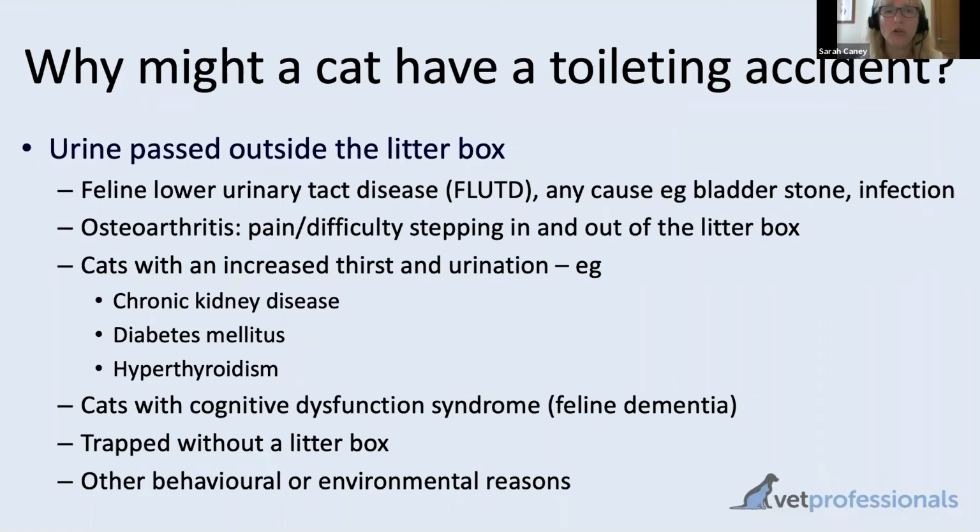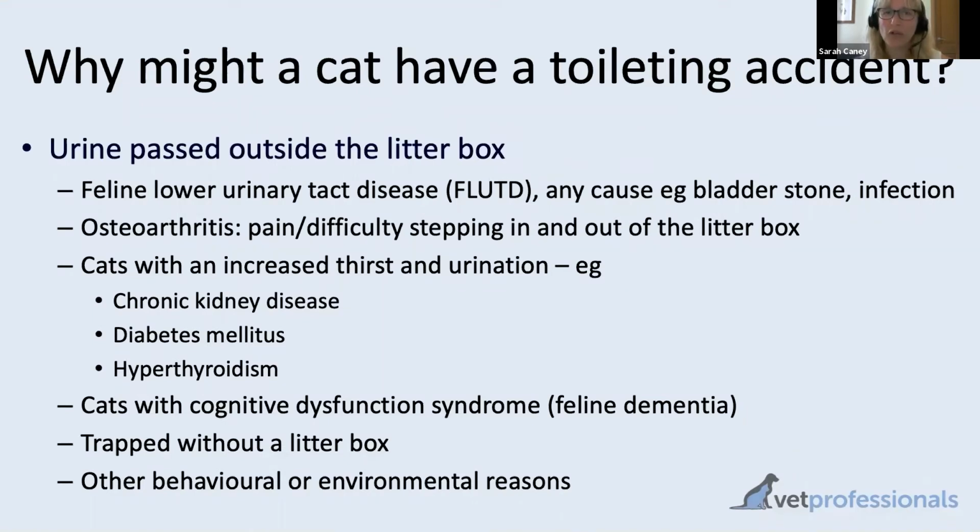Next on the list, we've got illnesses associated with an increased thirst and an increased volume of urine produced. So illnesses including chronic kidney disease, hypothyroidism, diabetes mellitus, for example. These cats often are very thirsty and they pass a lot of urine. So again, if perhaps the litter tray is a long way away, or the cat also has arthritis, or it normally goes outside, but the house is quite big, it can't quite get there in time, that might be reasons why having a toileting accident might happen.